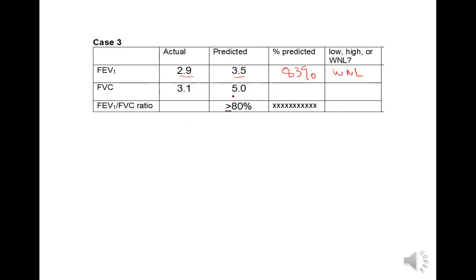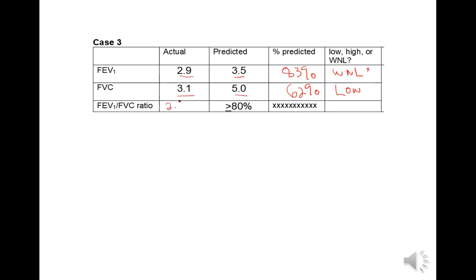So here in FVC, predicted for this case 3 is 5, and the actual FVC was 3.1. What do we get there? 62%. 62 is low, below 80%. So right now we're thinking, well, it can't be obstructive because this is normal. So it's possibly restrictive. Let's double check.